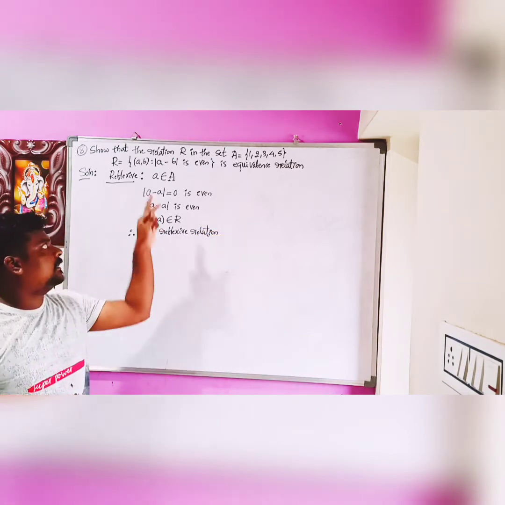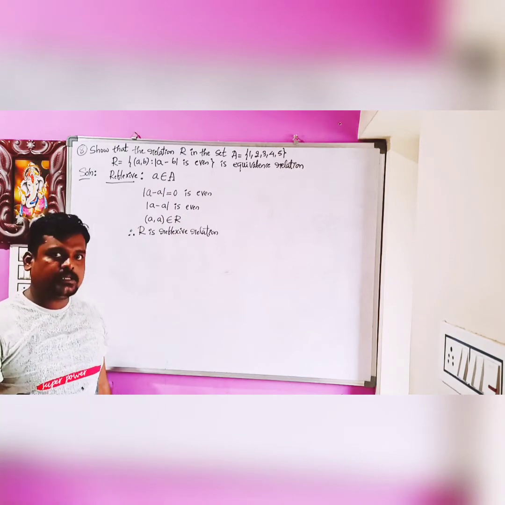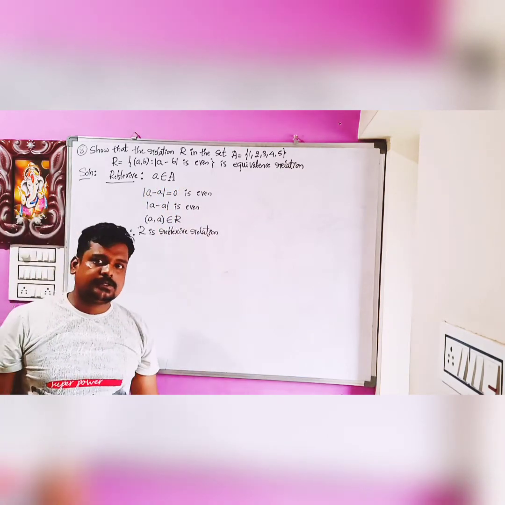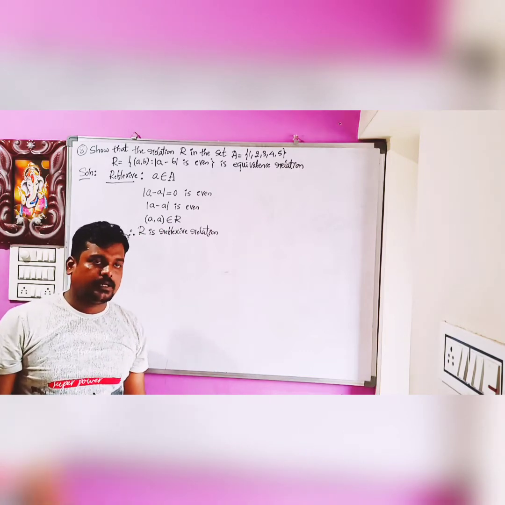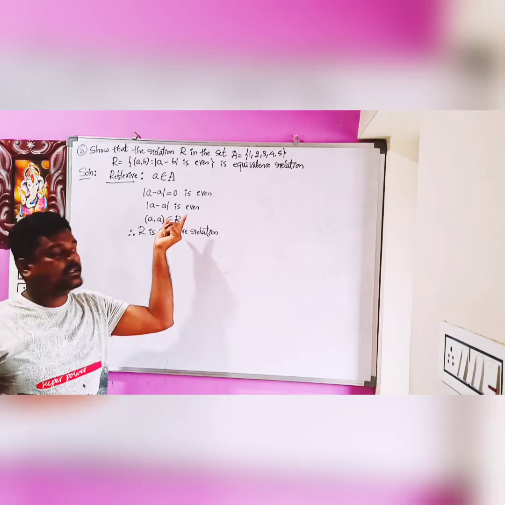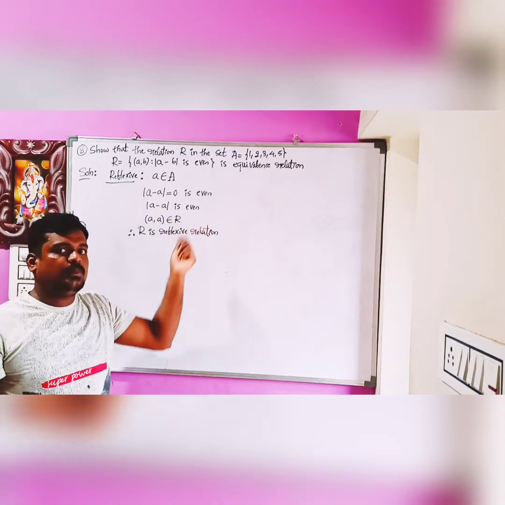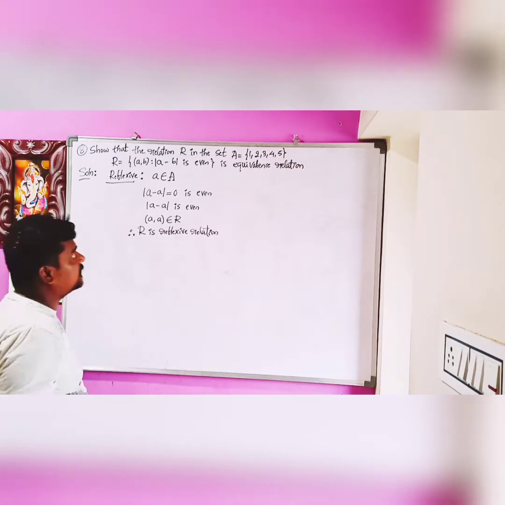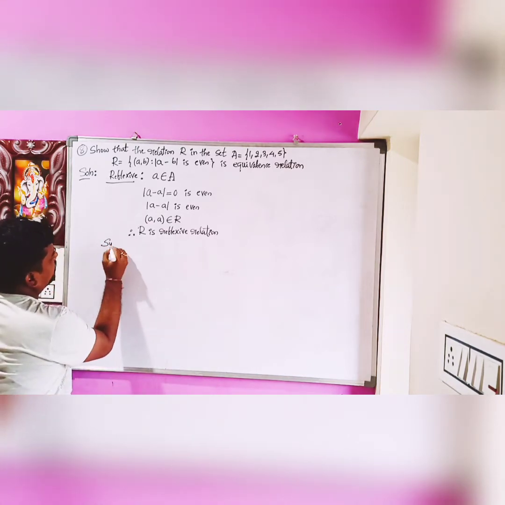We have considered one element in the set A, a common element. We take A minus A, what happens? It is 0. Of course 0 is an even number, so mod A minus A is even. Next, A comma A belongs to R. Then R is a reflexive relation. Next is symmetric.